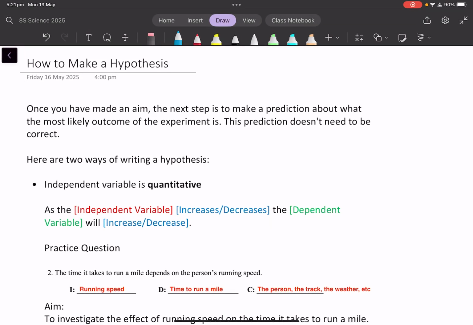In this video, I'm going to show you how to make a hypothesis. Once you've made your aim, the next step is to make a prediction about what the most likely outcome will be from your experiment. Now, this prediction doesn't have to be correct, okay? It just has to be testable, all right? It just needs to be testable.